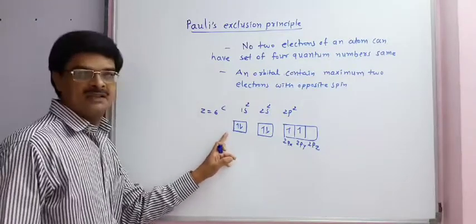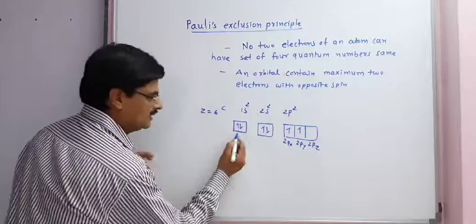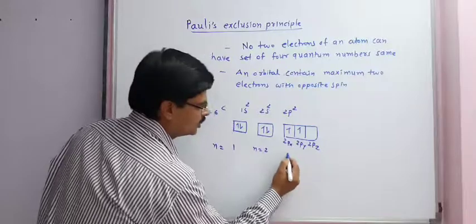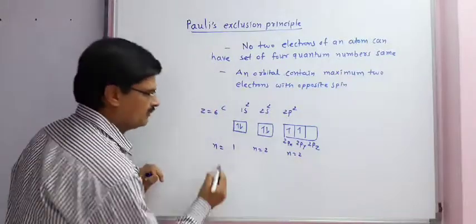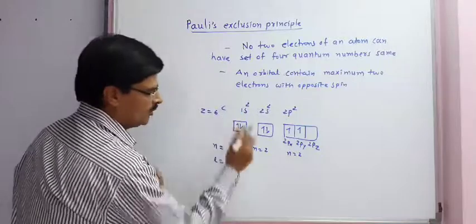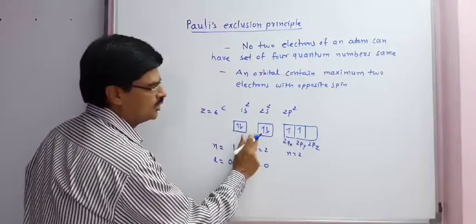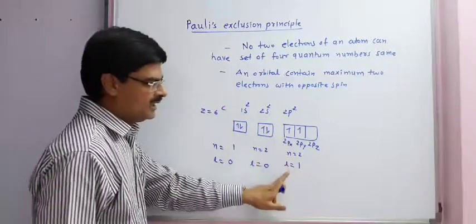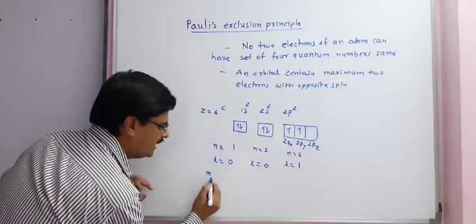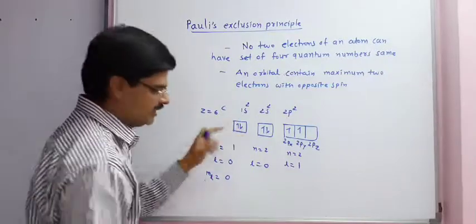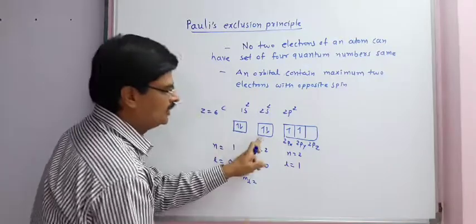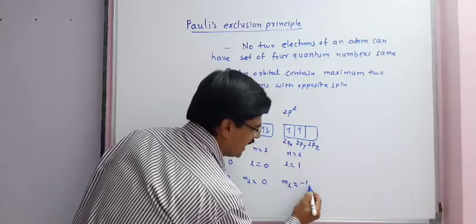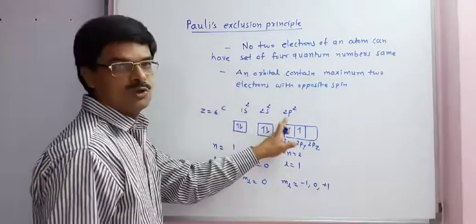Now if we want to write the set of 4 quantum numbers, then for this n is equal to 1, here n is equal to 2, here also n is equal to 2. l is equal to 0 for 1s. Here also l is equal to 0 for 2s. But here l is equal to 1 for 2p orbital. Now, ml is equal to 0 for 1s orbital. ml value is 0 again for 2s orbital. But ml values are -1, 0 and +1 for 2p orbital.